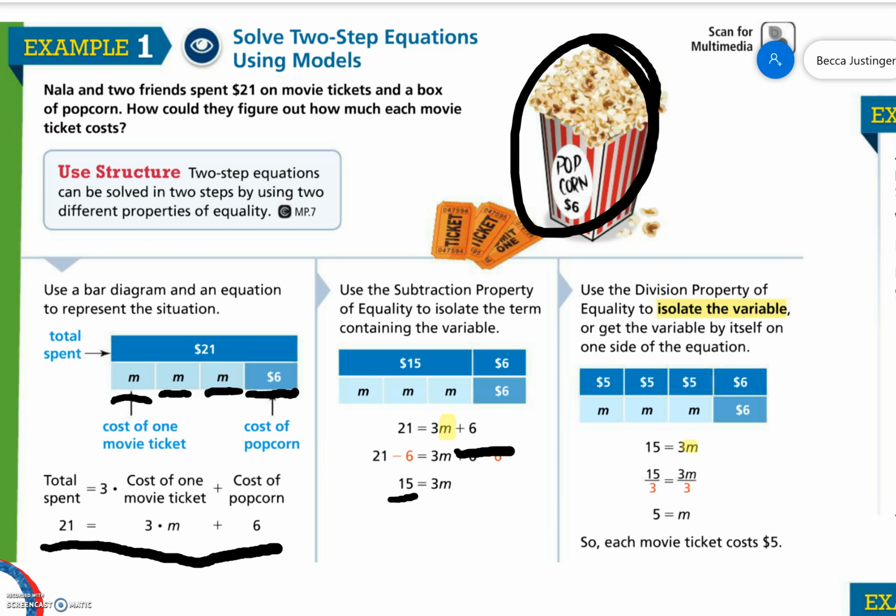Now, to get m alone, we've got to get rid of the 3. 3 is being multiplied to the m, so we're going to divide on both sides. On the right-hand side, it cancels out. 15 divided by 3 is 5. So each movie ticket costs $5, which makes sense because if we wanted to check, 5 plus 5 plus 5, that would be the 3 movie tickets, plus 6. 5, 10, 15 plus 6 is 21.